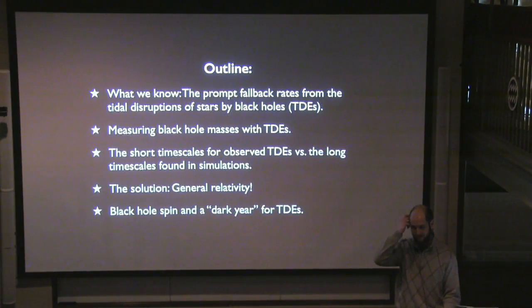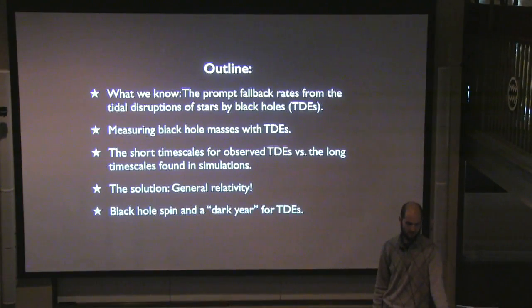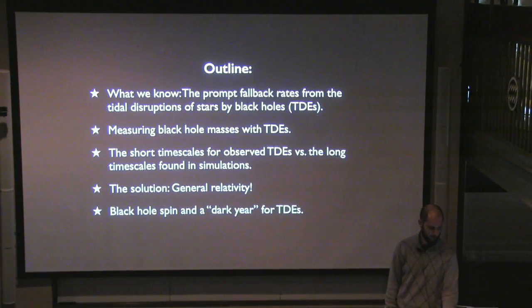So first I'll just talk about what I think we know well, which is the prompt fallback rates onto a black hole after the tidal disruption of a main sequence or white dwarf or any kind of star, really. That's something that simulations have cataloged for a number of different parameters, and I think we understand that fairly well. And I'll talk a little bit about how, if you can reliably link that to the accretion rate onto the black hole, how you can use that to potentially measure black hole masses, which might be a nice way of measuring quiescent black hole masses, which we may not have a very good handle on.